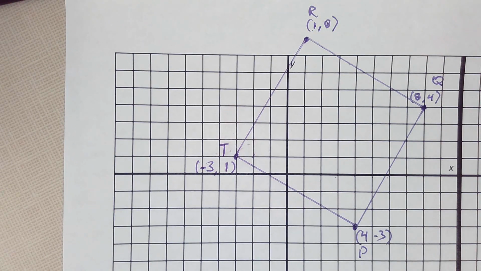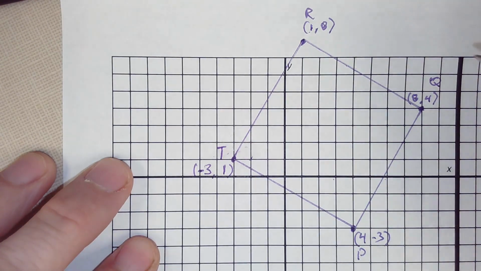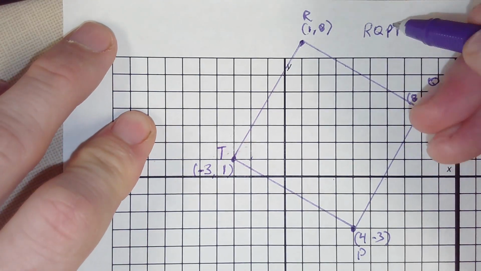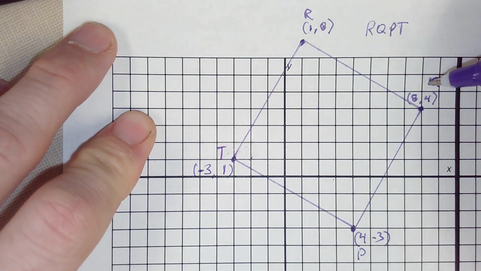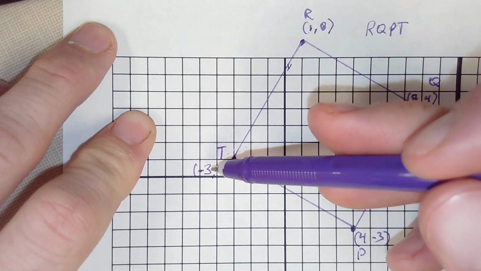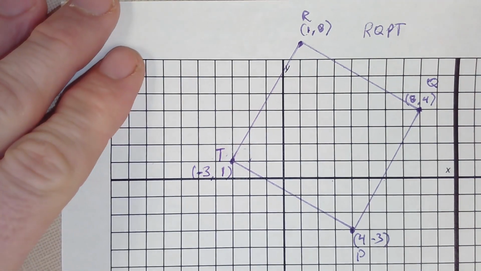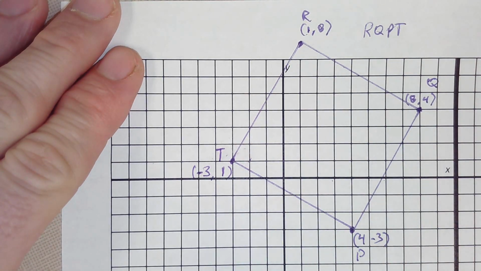Okay, so here I have a quadrilateral. We'll call it RQPT, with the points (1, 8), (8, 4), (4, -3), and (3, -1). We want to figure out if we can classify this quadrilateral as something other than a regular quadrilateral. So we've got to figure out a couple things. One, are the line segments the same length? And are the slopes the same? Are there any perpendicular lines, meaning are these angles 90 degrees or anything like that?